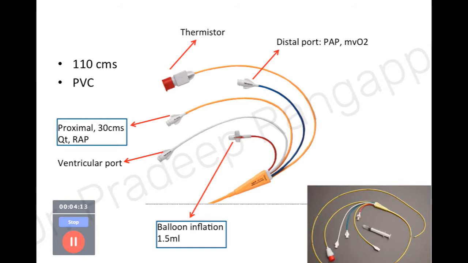I'll show some of the diagrams. So these are the different ports of a PA catheter. Thermistor, distal port. As the name sounds, it is distal. So it is sitting at the farther end, which is the pulmonary artery pressure. Proximal port, as the name suggests, is sitting in the more proximal part, which is the right atrium, and in between is the ventricular port. So it's very easy to remember. Distal port sits in the pulmonary artery, proximal sits in the RA, and the ventricular port sits in between. Okay, PA and the RA.